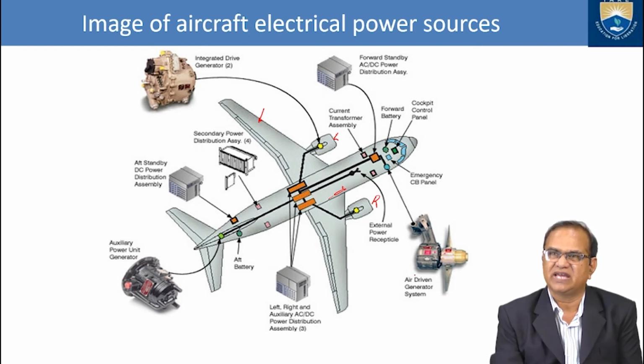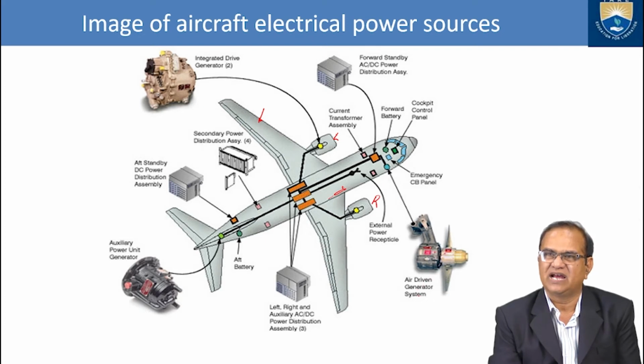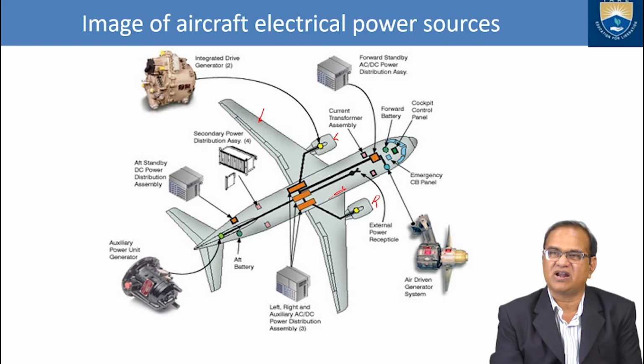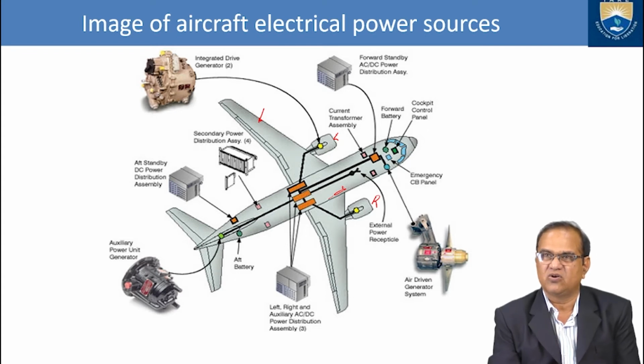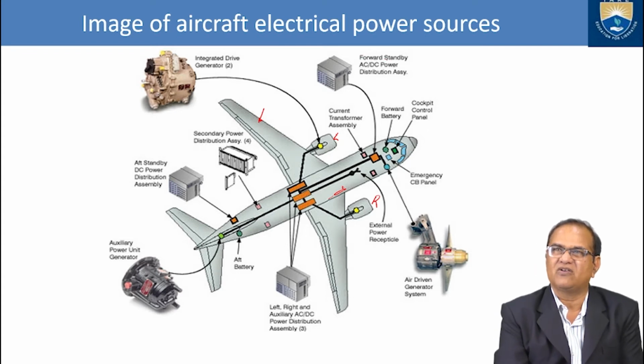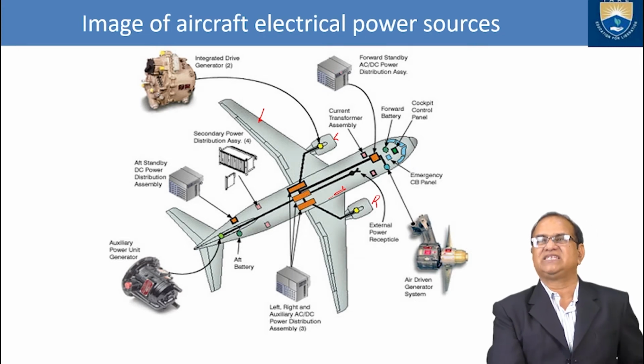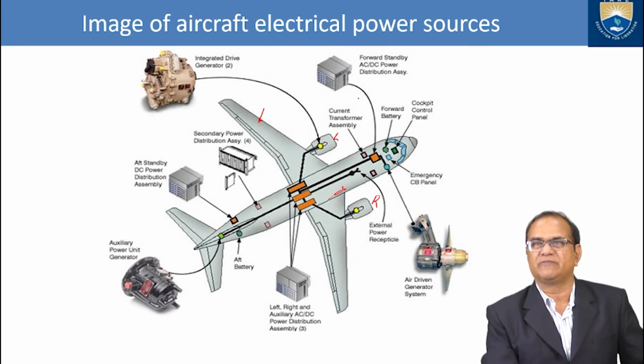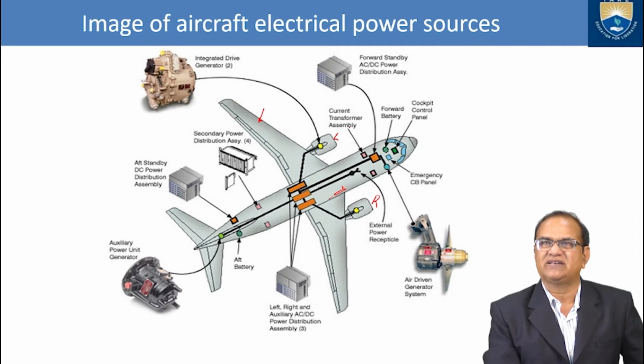Then we have the air driven gas generator, also called the ram air turbine. Then we have the forward standby AC/DC power distribution assembly. Here, if you see, the current transmitter assembly, this small one.